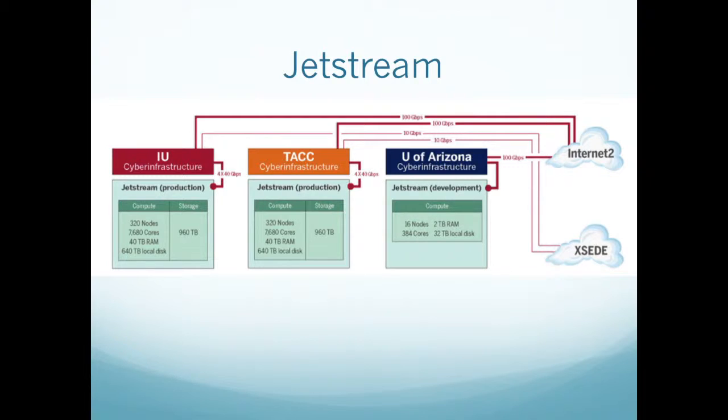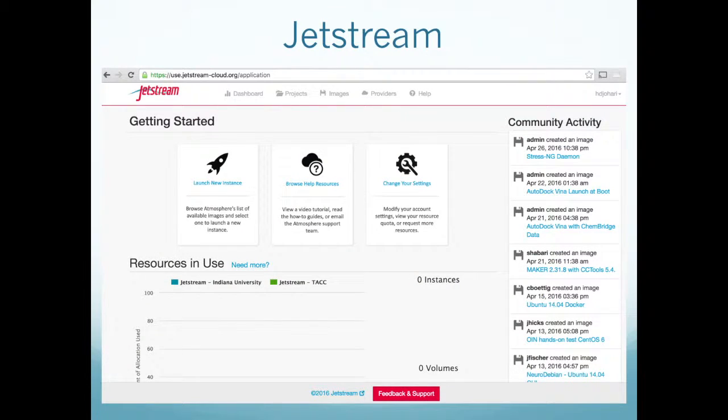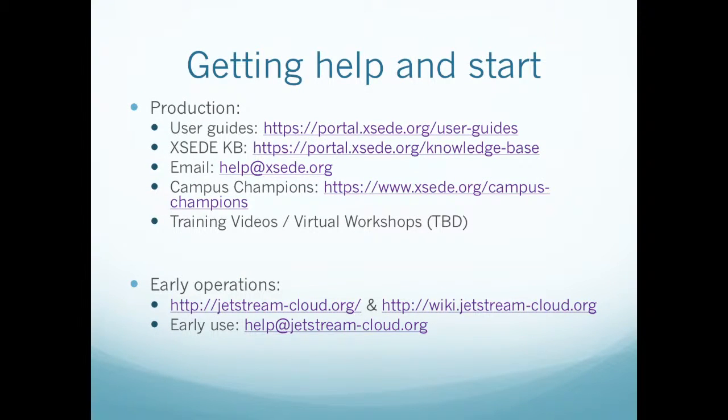Jetstream is actually located in a couple of places. Indiana University is one, and the other is in Texas. There is also another development area in Arizona. But these are all connected through the internet on a 100 gigabit network, so there shouldn't be any issue accessing them. So this is an example of the interface and the location of your queries.